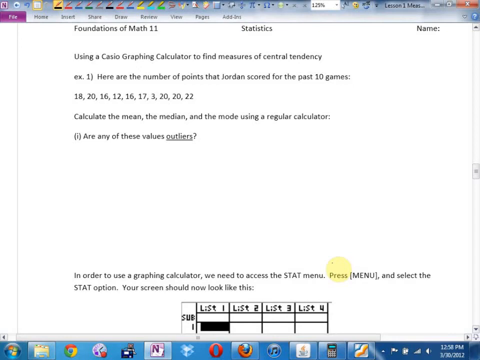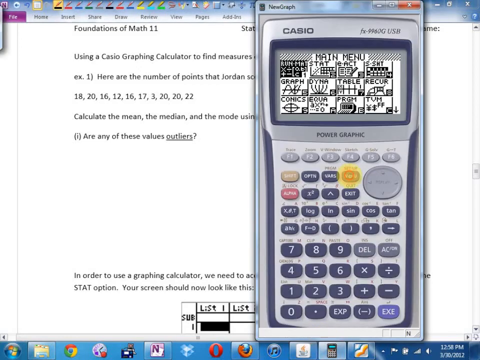By the way, when I press the menu button, I think my stuff is in a different place, but we're going to be using the stat menu. What number is that on your calculator? Oh, is it option number 2? Okay, because I think some of mine further down look a bit different from yours.